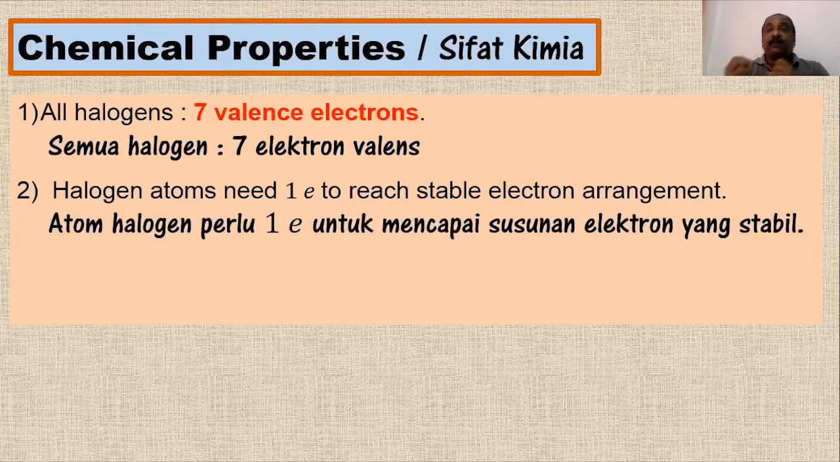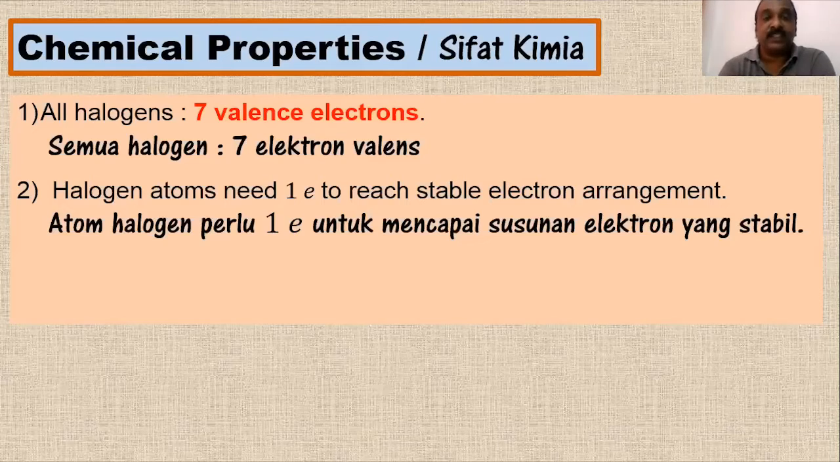When difficult to form an ion, bukan tak boleh, boleh. Lebih payah sikit lah, lebih susah sikit. So when more difficult to form an ion, they don't take part in chemical reaction that easily. In other words, going down group 17, reactivity decreases. If go up, increases. Fluorine is more reactive than chlorine. Chlorine is more reactive than bromine, and bromine more reactive than iodine.